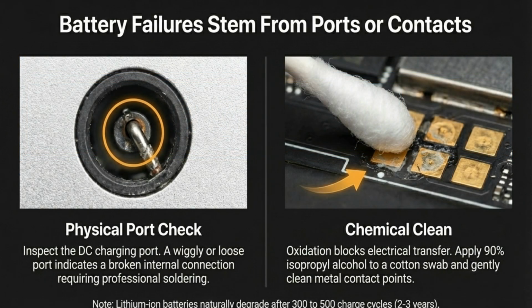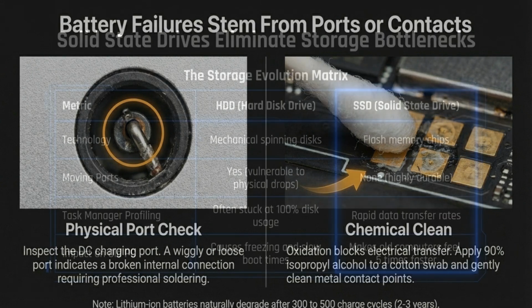Battery failures often stem from ports or contacts. Inspect the DC charging port for wiggly or loose connections. Clean metal contact points by applying 90% isopropyl alcohol to a cotton swab. Remember that lithium-ion batteries naturally degrade over time.